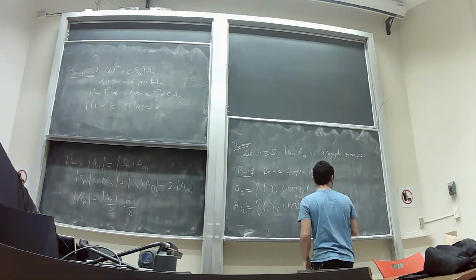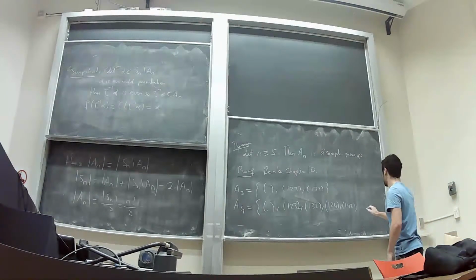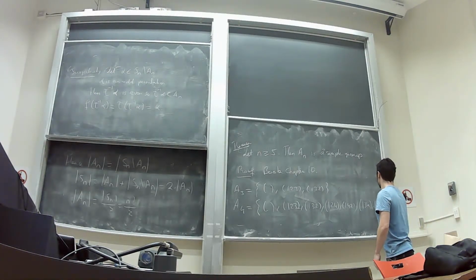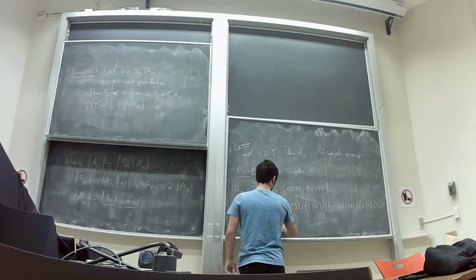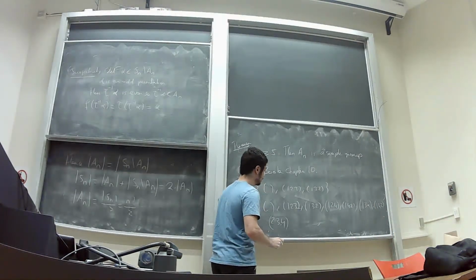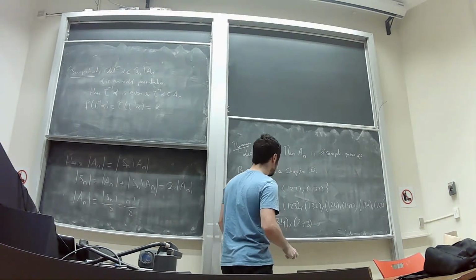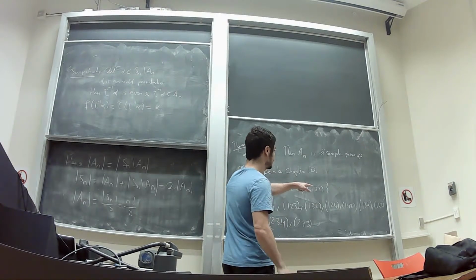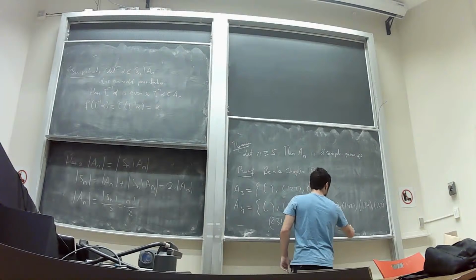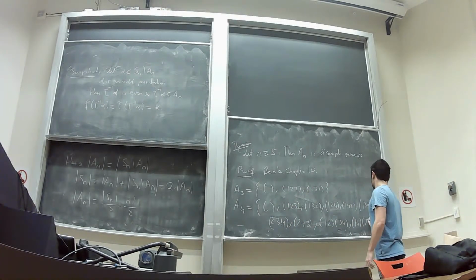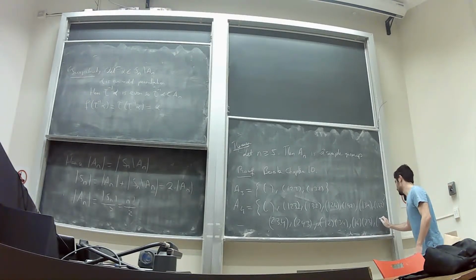Then you have (1 3 4), (1 4 3), and then (2 3 4), (2 4 3). Then you have the products of two 2-cycles: (1 2)(3 4), (1 4)(2 3), and one more, (1 3)(2 4).